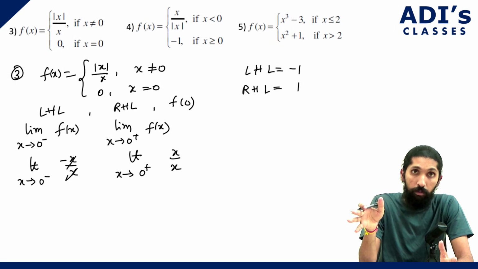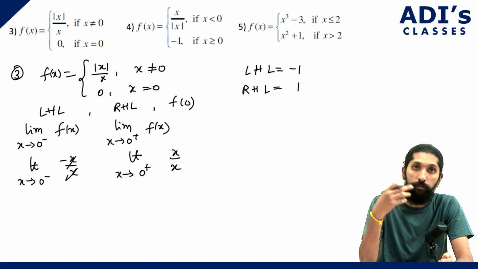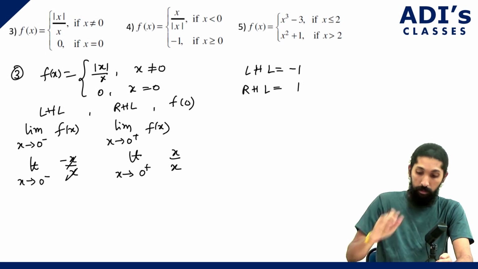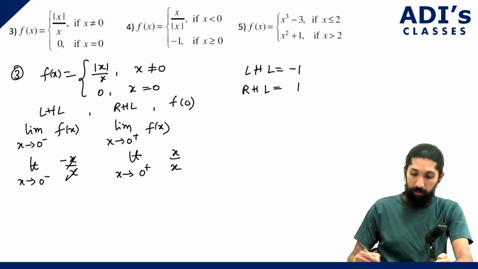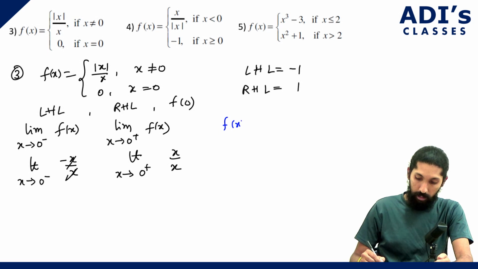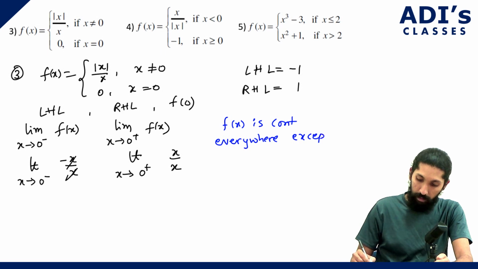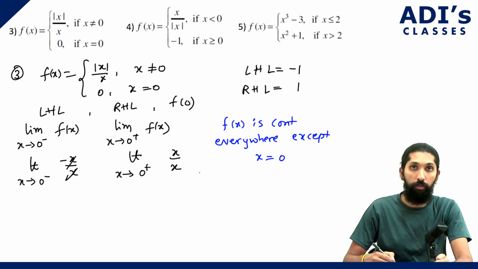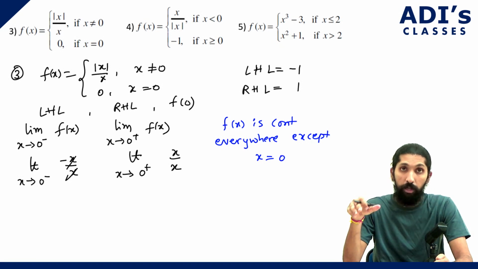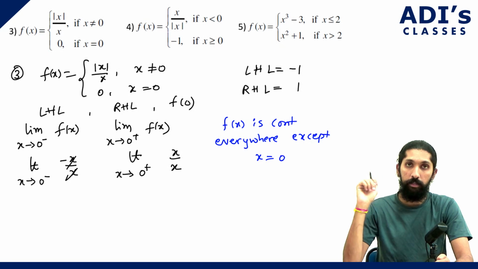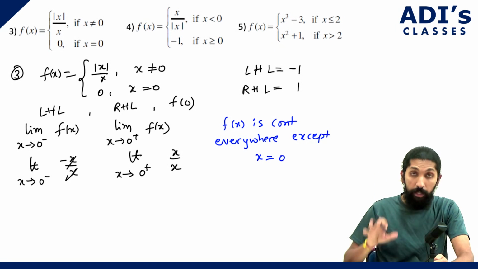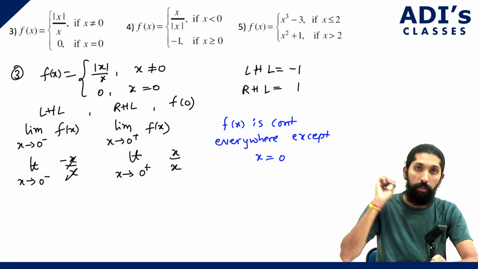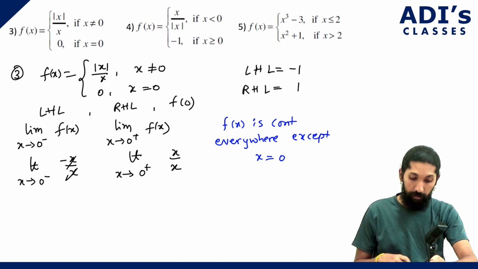They're not at all equal, and that is nowhere even close to the value of the function, isn't it? So what we can tell, that f of x is continuous everywhere except x is equal to 0, because at x is equal to 0 it becomes discontinuous. Understood? So this is the point of discontinuity for the third question. Let's do the fourth one and fifth one now.